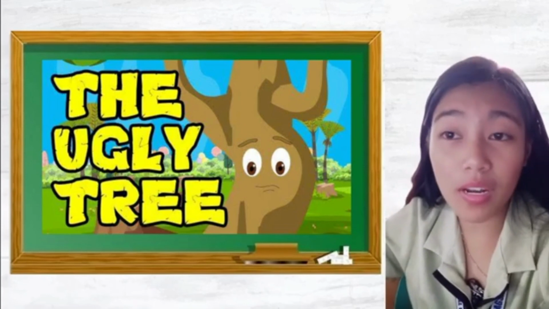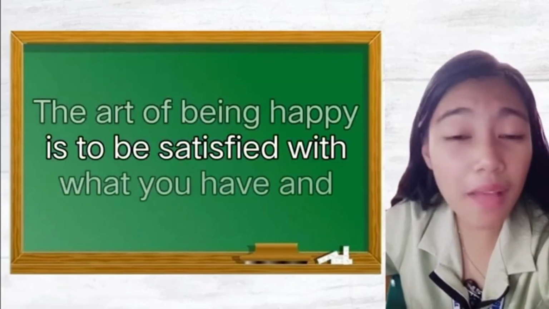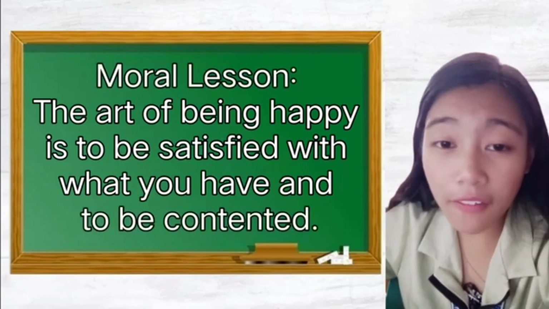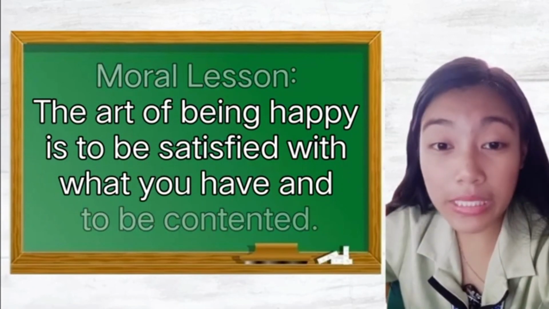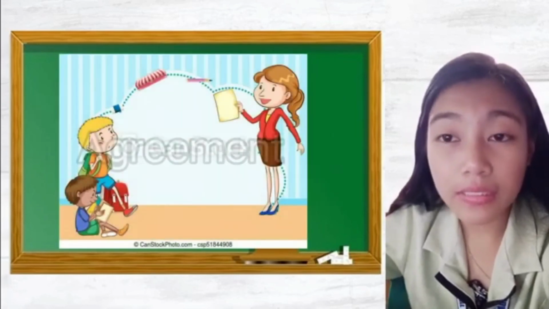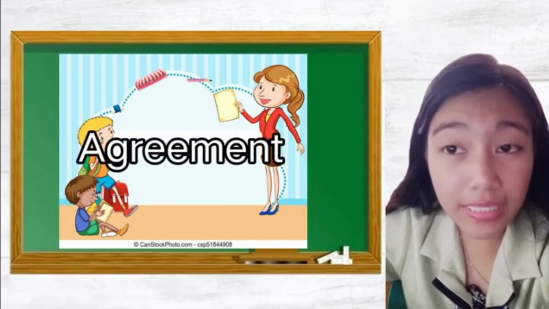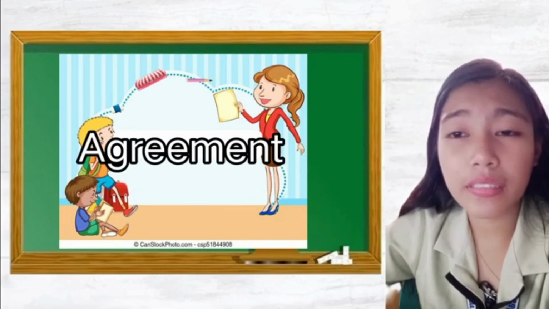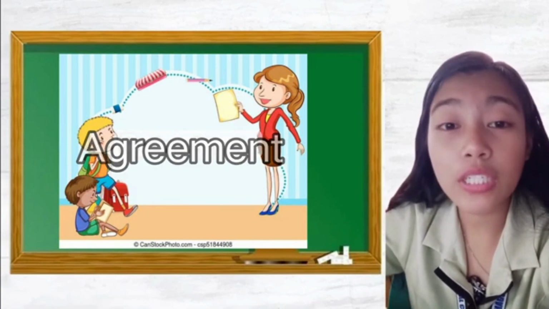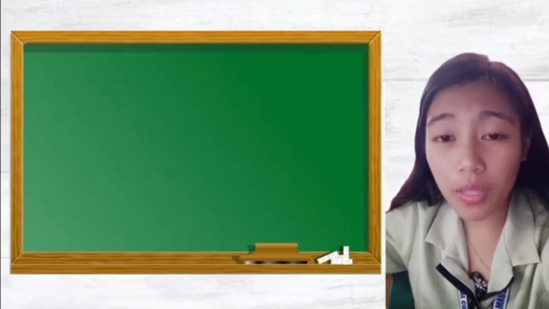What is the moral lesson of the story? The art of being happy is to be satisfied with what you have right now and to be contented. For your assignment, read a short story about family, and on a bond paper, write the elements of the story you read. This will be passed on Monday.